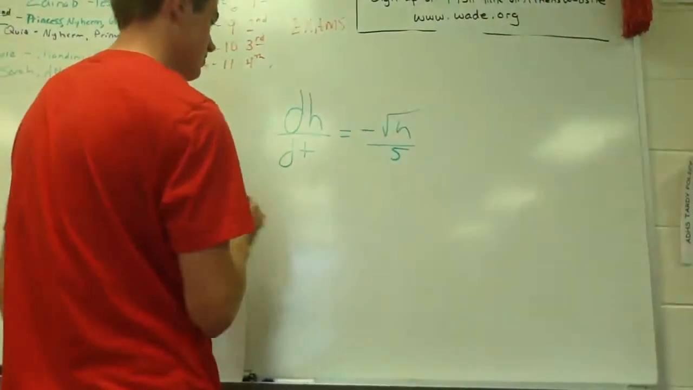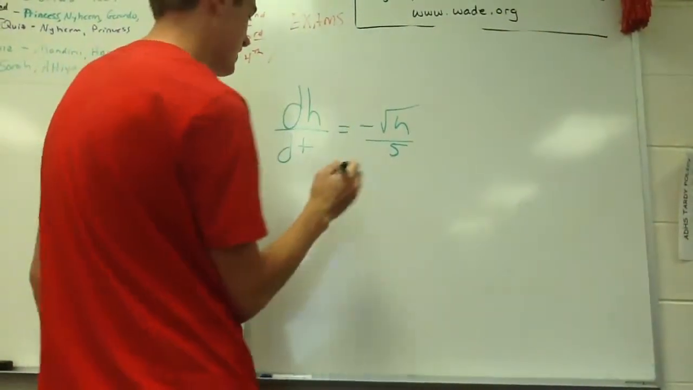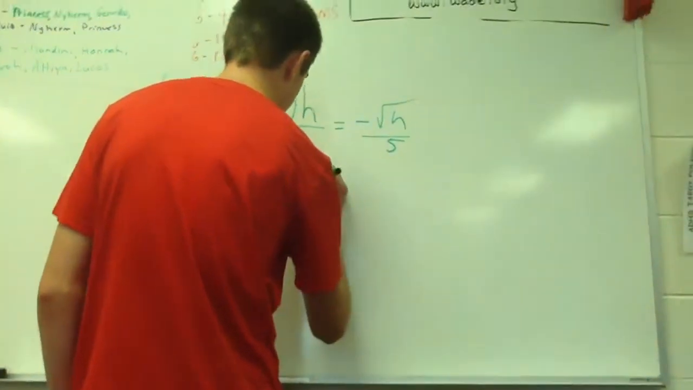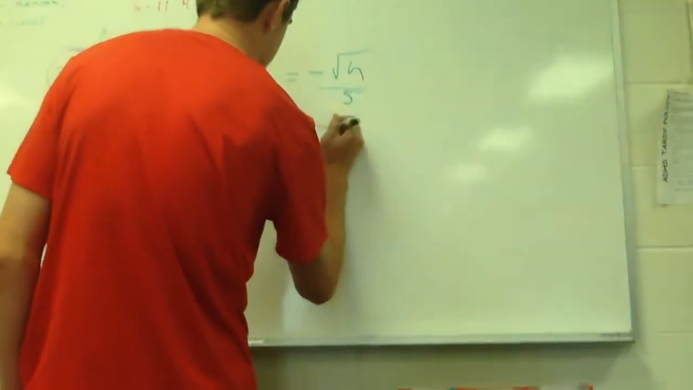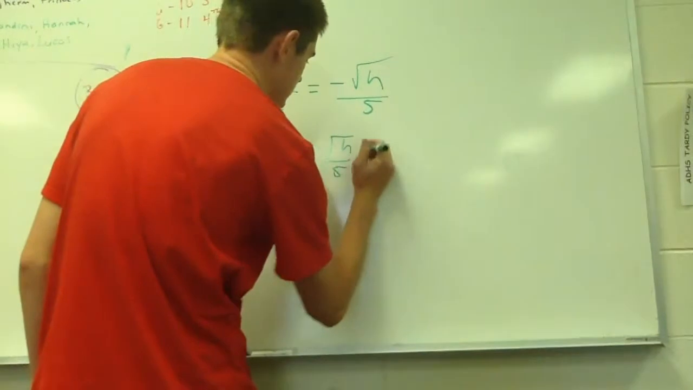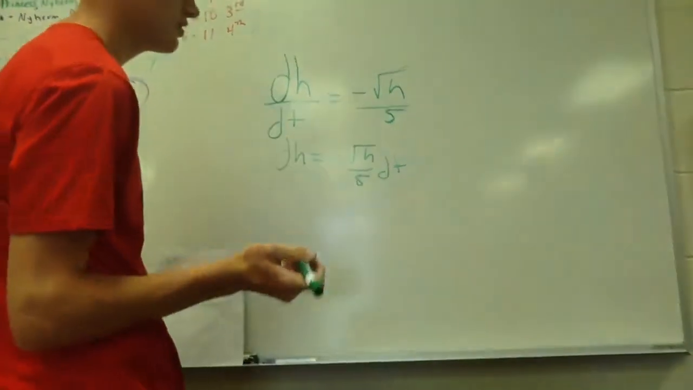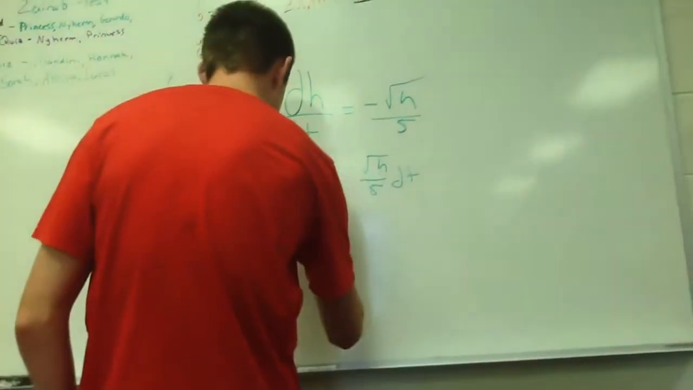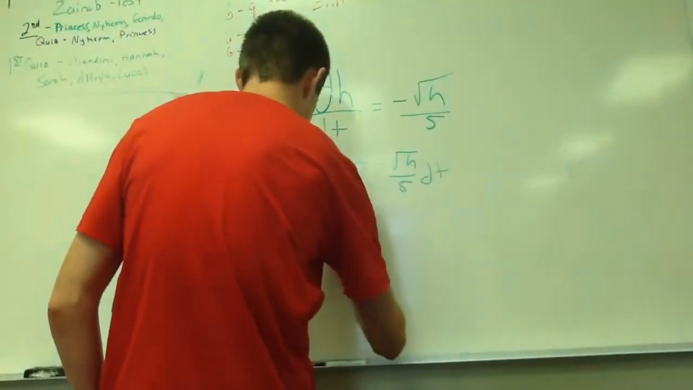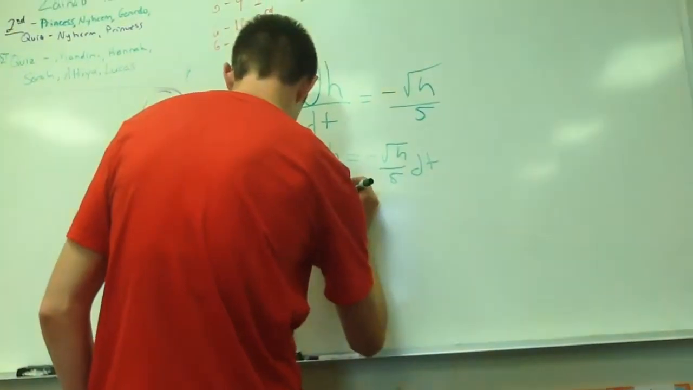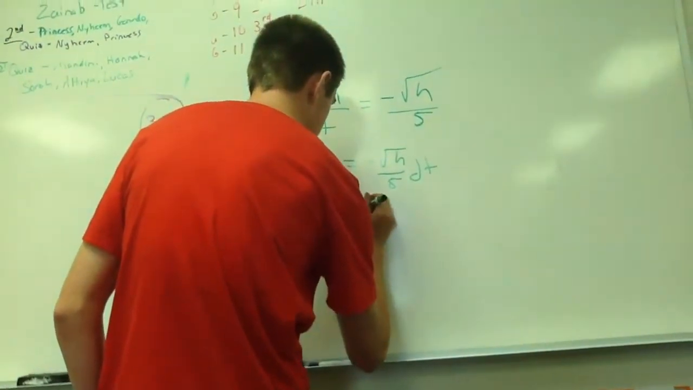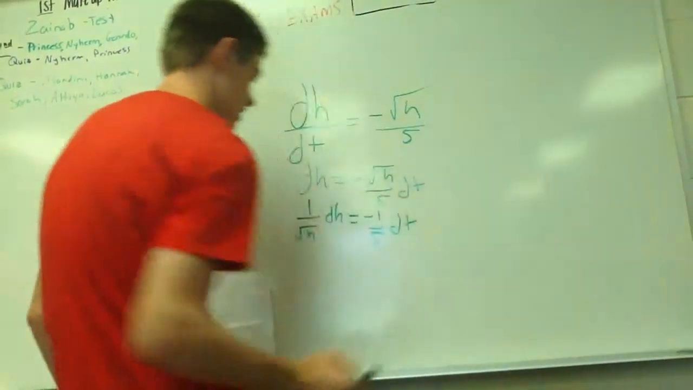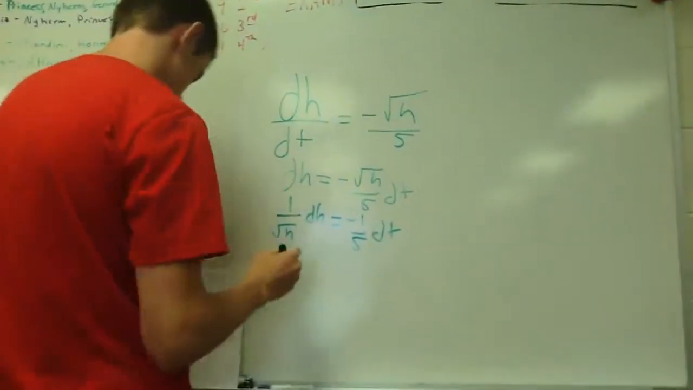The first thing I'm going to do is multiply by dt on both sides to eliminate the fraction on the left side. So that leaves me with dh equals negative square root of h over 5 dt. The next thing I'm going to do is divide by square root of h. So that's going to give me 1 over square root of h dh equals negative 1/5 dt. That leaves me with the last step to integrate.